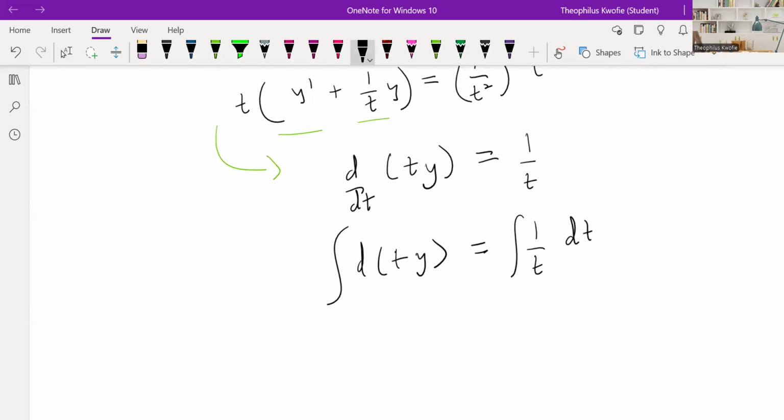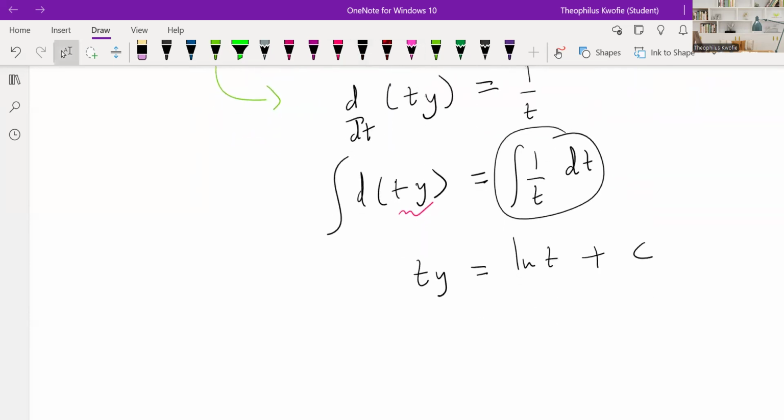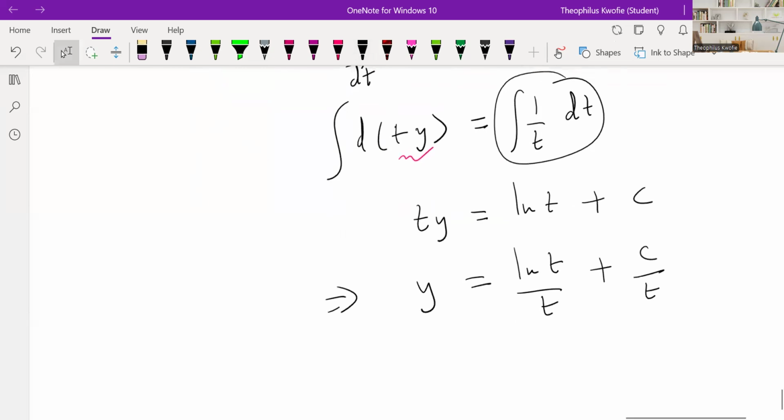When we integrate the left side, you only have what is inside the bracket, right? So we're going to have ty equal to, and then what is the integral of 1 over t? The natural log of t. Then you add some constant, let's say c. Now over here, we just need y and not ty. So this implies that y will be the natural log of t over t plus some constant over t. Does that make sense? So that is the general solution that we have.